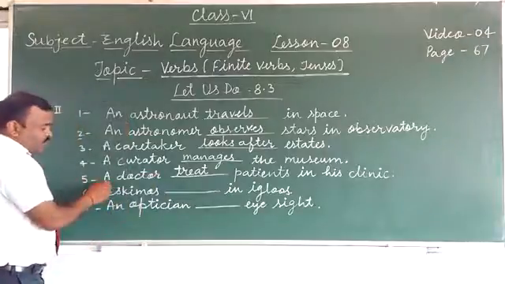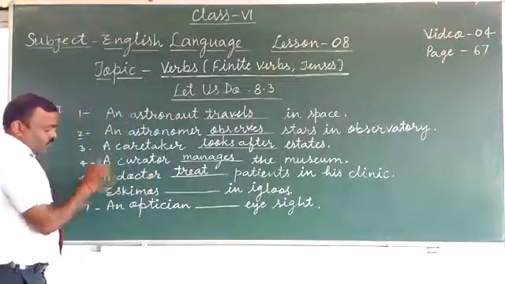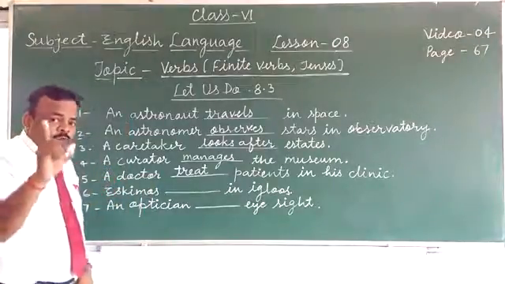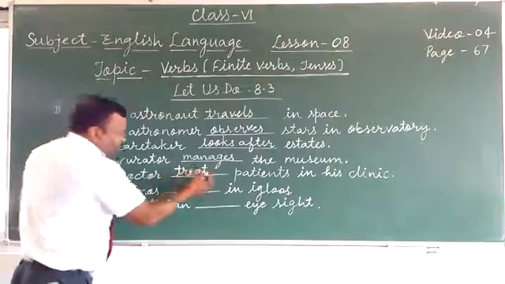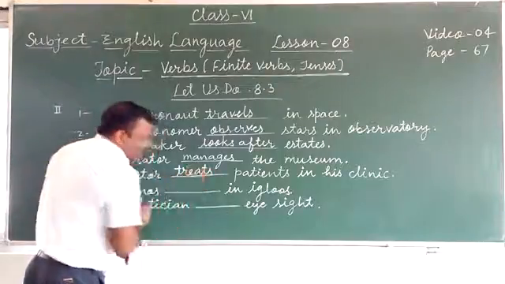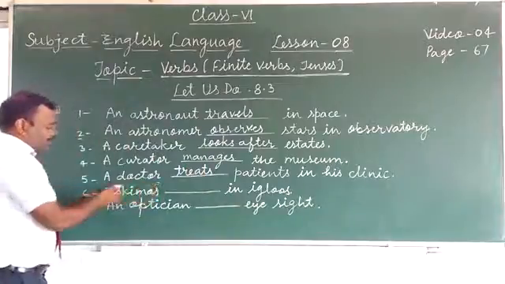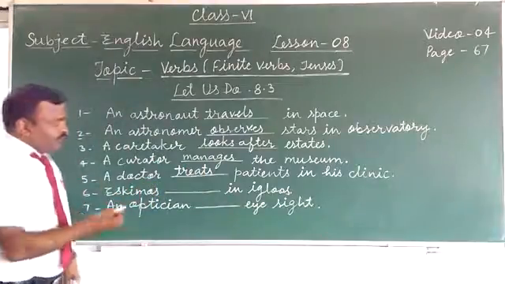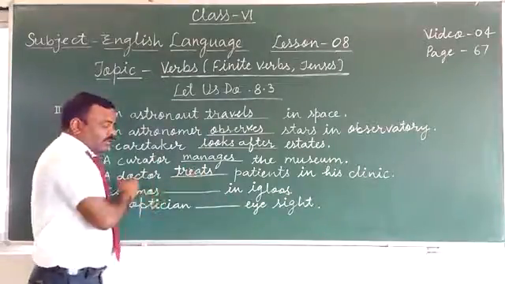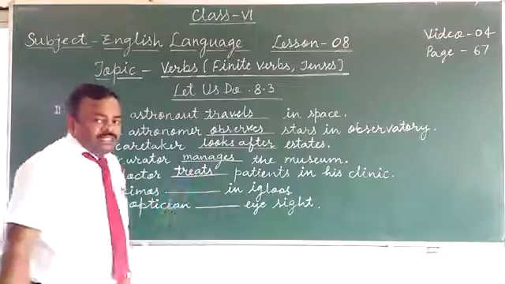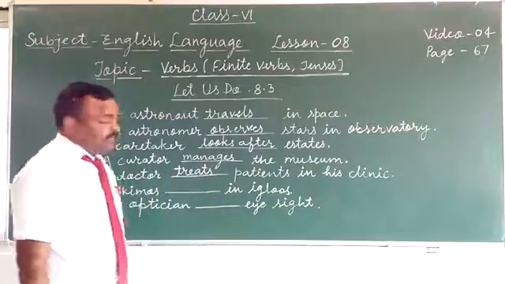So doctor is one, singular here. One person. Means we are talking about one doctor. A doctor. So here we will add treats. Why? Because doctor is singular, so the verb is also singular. So a doctor treats patients in his clinic.